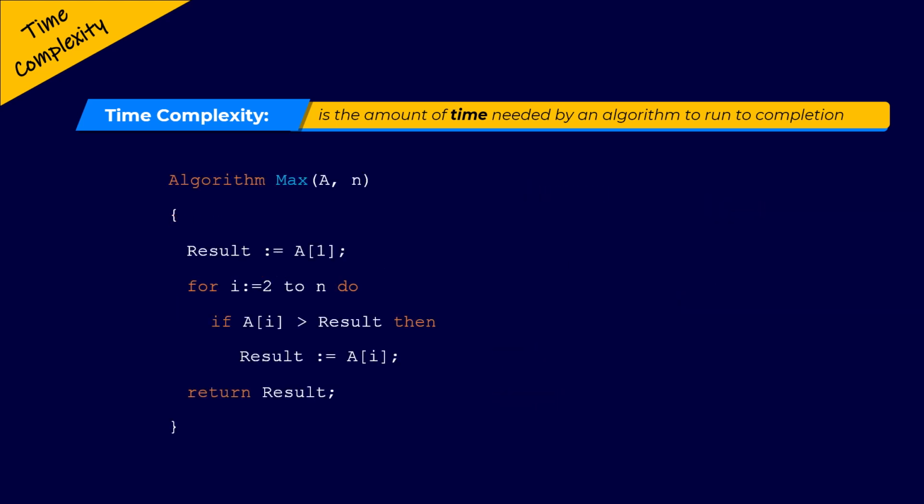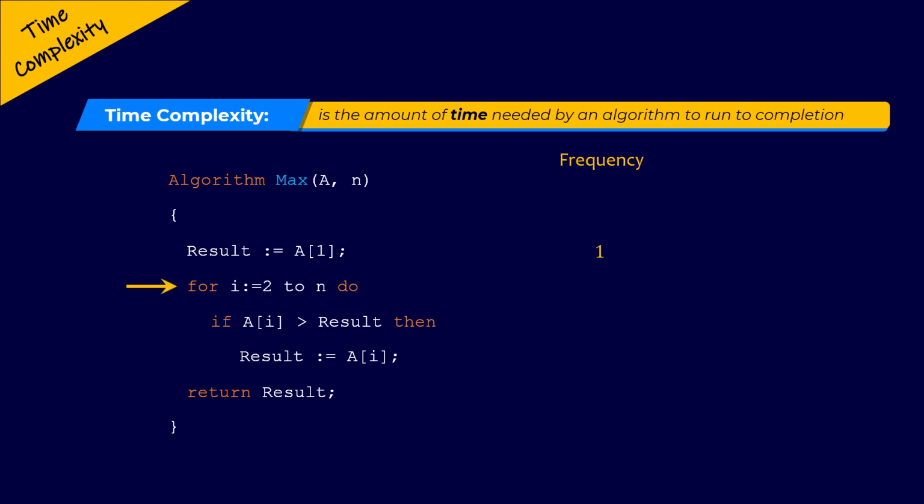Let us look at another algorithm, max, and compute its time complexity. This algorithm finds the largest element from the set of elements. Here we have the first statement as result is assigned the value a[1], which takes a unit time since it's an assignment statement. So its frequency is 1.